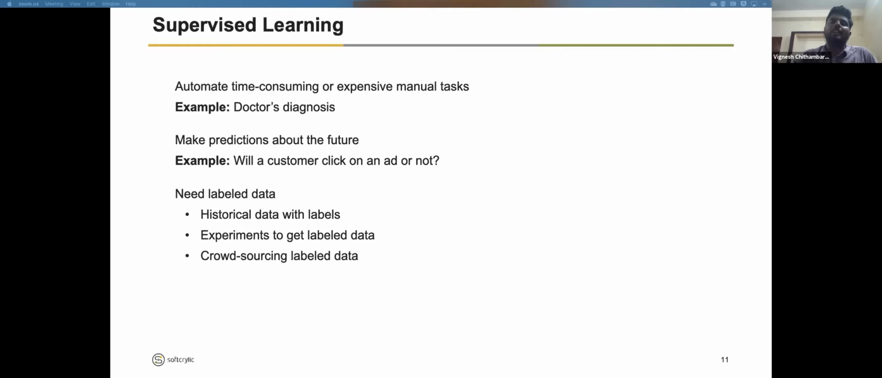Another way of getting labeled data is crowdsourcing. We might all be aware of CAPTCHA, or when we sign up for any Google services, we are asked to click the pictures of trucks. For image recognition and for natural language processing, these CAPTCHA methodologies are used to crowdsource labeled data.